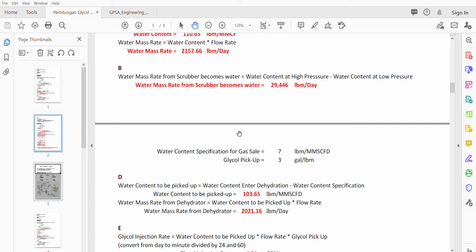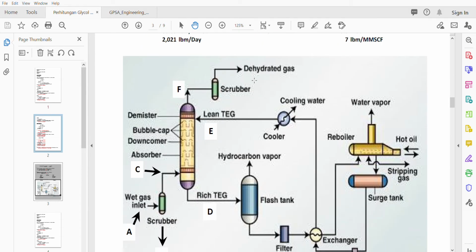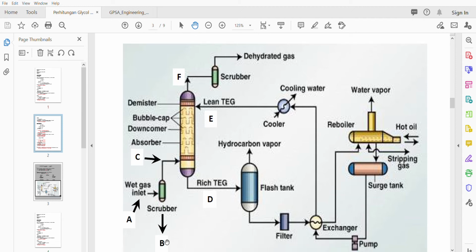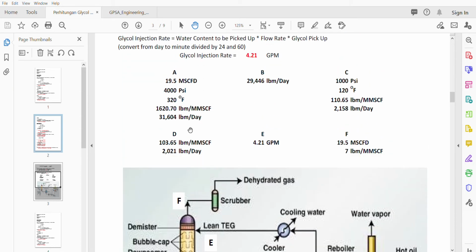So after we have B, we continue with D. So we know A, we know the inlet from the well. Some of them become water here, some of them going inside the dehydrator.